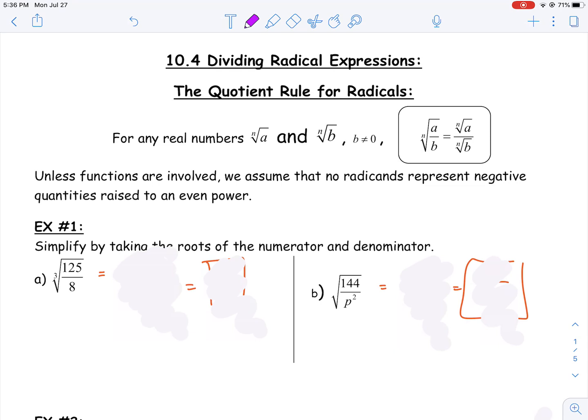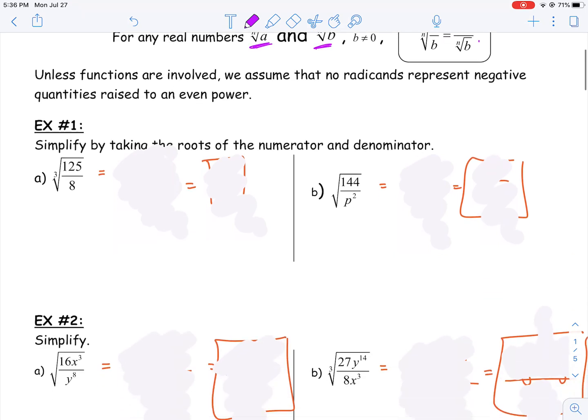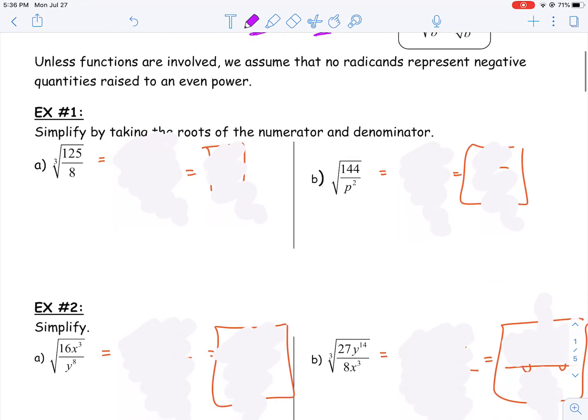We have a quotient rule for radicals that says, as long as the radicals are both underneath the same radical, we can separate them into individual radicals or combine them into one. We can use that rule back and forth. Let me show you some examples of how it might work. It says here in example 1, simplify by taking the roots of the numerator and the denominator.